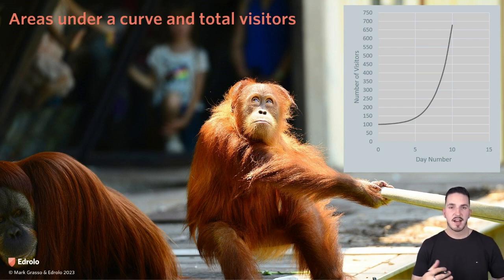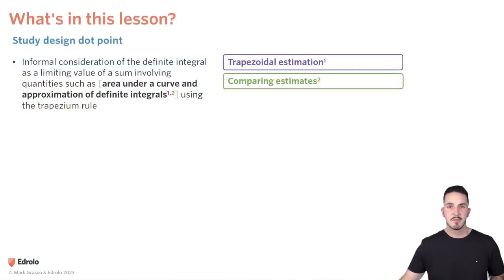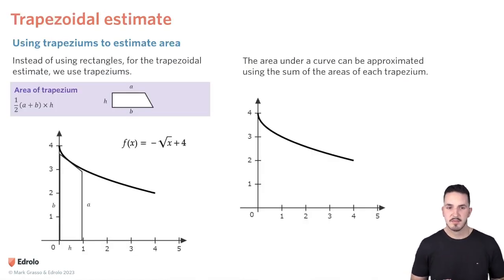So now we're going to be looking at other ways in which we can potentially approximate the number of visitors to see the orangutans. So in this lesson, we'll be approximating the area under a curve. In particular, we're going to be looking at the trapezoidal estimate as well as comparing estimates. So the trapezoidal estimates, essentially we want to use trapeziums now to estimate the area. So instead of using rectangles, for the trapezoidal estimate, we use trapeziums.